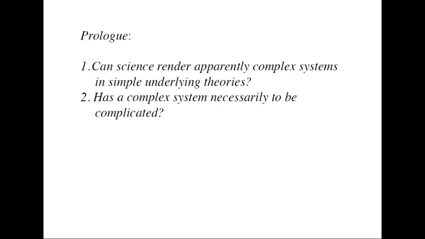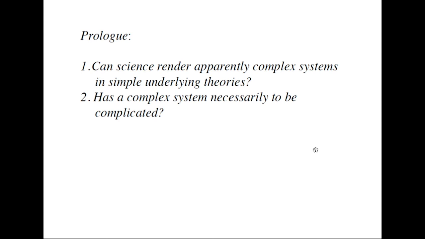Can science render apparently complex systems in simple underlying theories? And has a complex system necessarily been complicated? No. It was a simple system, two molecules with a single crystal surface, showing all these features of complexity. And the theory is very simple again, which is able to describe the overall complexity.